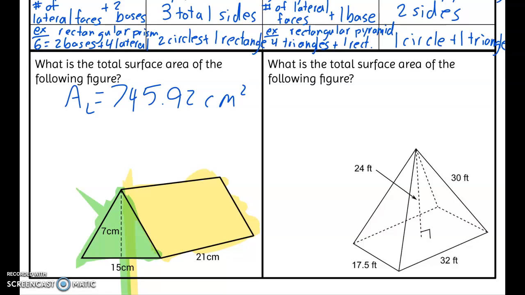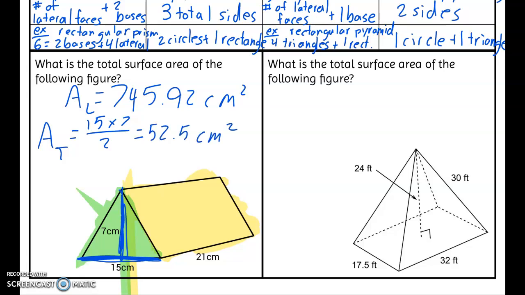So now we need to find the area of my triangle here. Well, we already have it super easy. Here's my base, here's my height. What's the equation to find the area of a triangle? The area of a triangle is base times height divided by 2. So we just do 15 times 7 and divide that by 2. When we do that, we get 52.5 centimeters squared for each of my two triangular bases.